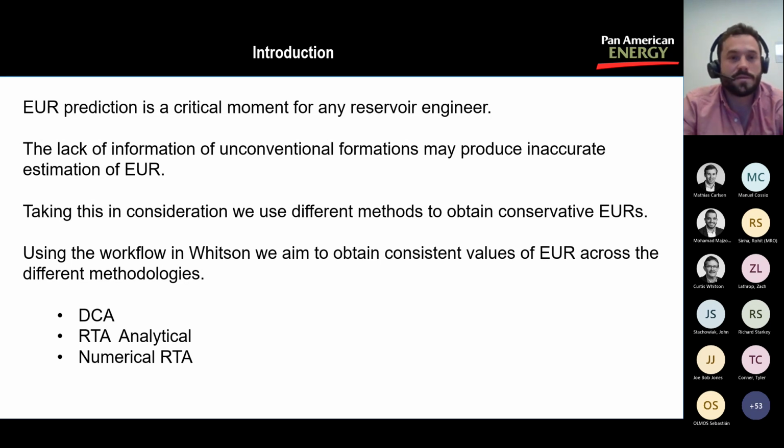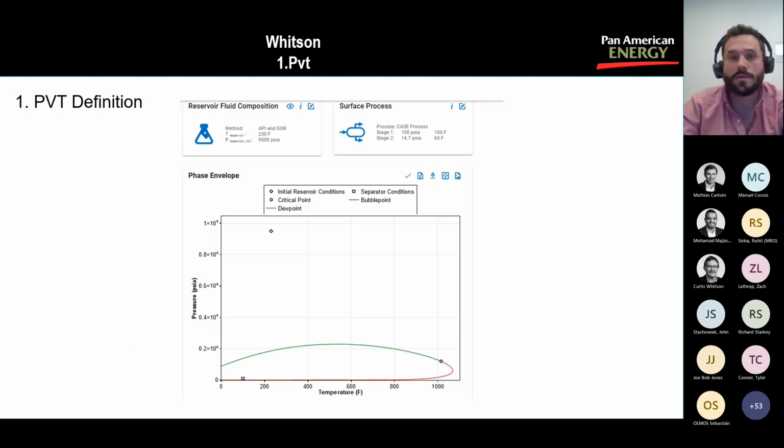This is also really tough since we don't have enough information on the unconventionals generally, and we are also dealing with the early time. So what we like to use is something that is in the Whitson workflow, where we estimate EURs in different ways, with different methods: first DCA to get something more conservative, then go to the analytical RTA, and later to the numerical RTA. We also did this in other software, but it's really good that we have everything here together.